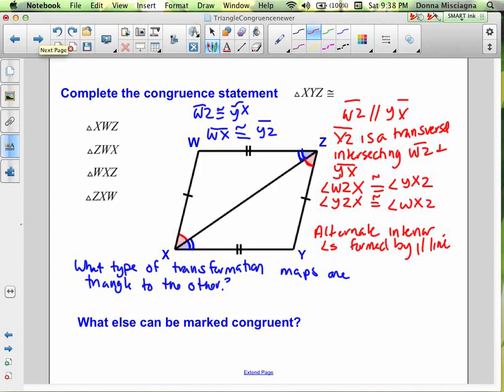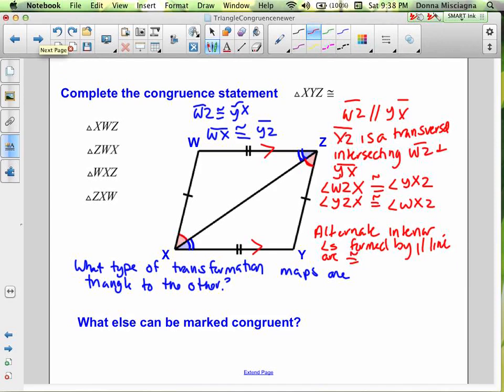All right, so what's special about those angles? Notice that they're on opposite sides of that transversal. So if your angles on opposite sides of the transversal are congruent to one another, we know our lines are parallel because those are alternate interior angles. Alternate interior angles formed by parallel lines are going to be congruent. The only way those angles could be congruent is if these lines are parallel. That wasn't given to us, but we know it has to be true.